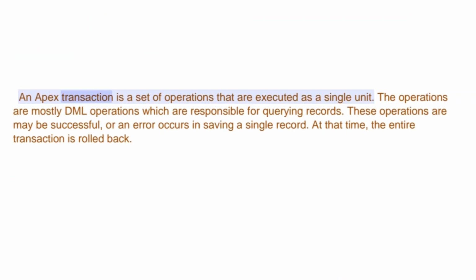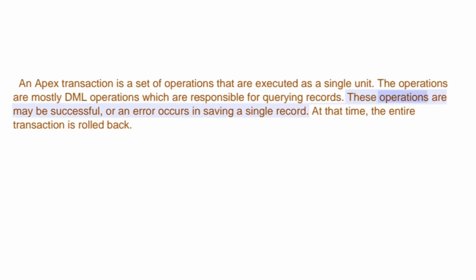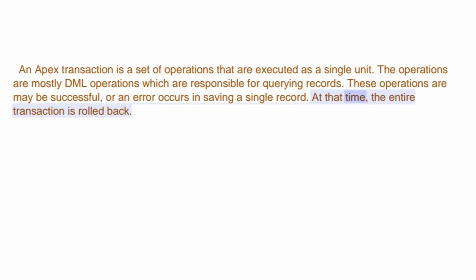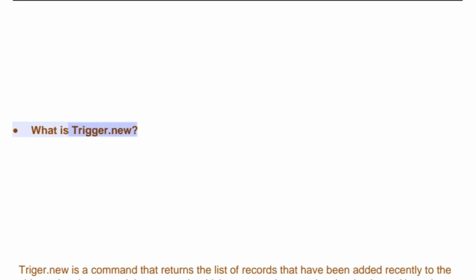Explain Apex transaction. An Apex transaction is a set of operations that are executed as a single unit. The operations are mostly DML operations, which are responsible for querying records. These operations may be successful, or an error may occur in saving a single record. At that time, the entire transaction is rolled back.